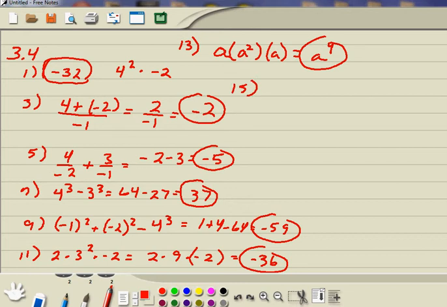Number 15, the absolute value of 12 minus 13, that equals 1. Divide by 12 minus 13. So I got 1 over a negative 1. Final answer, negative 1.